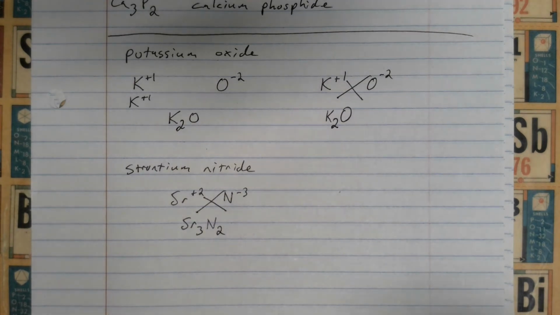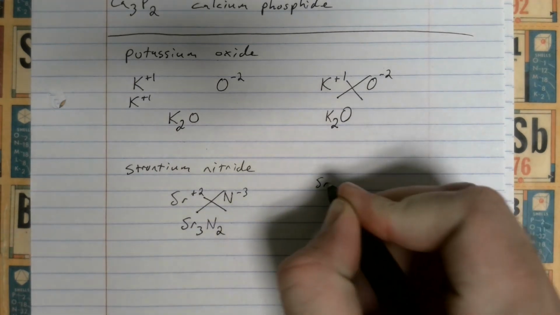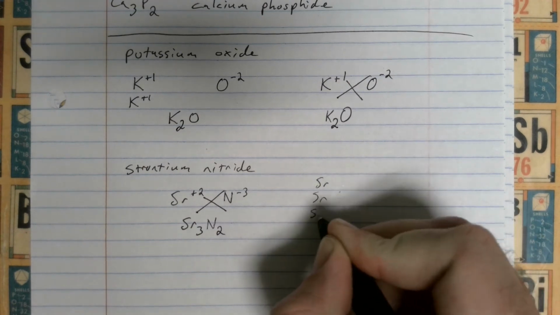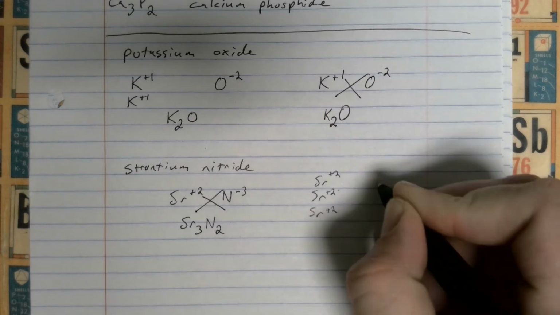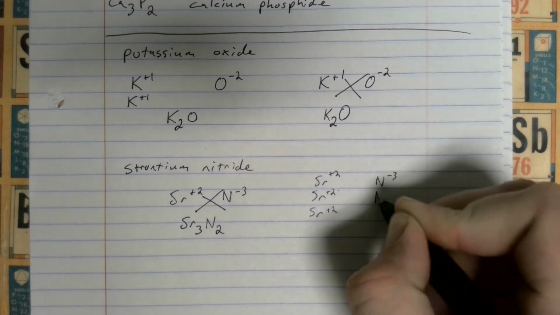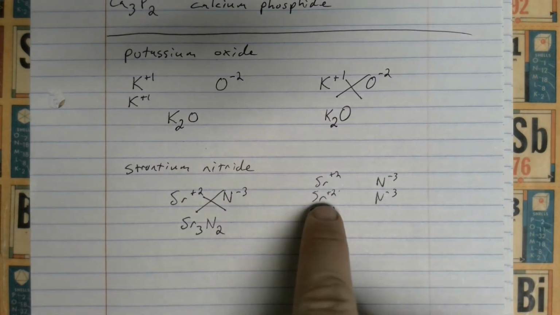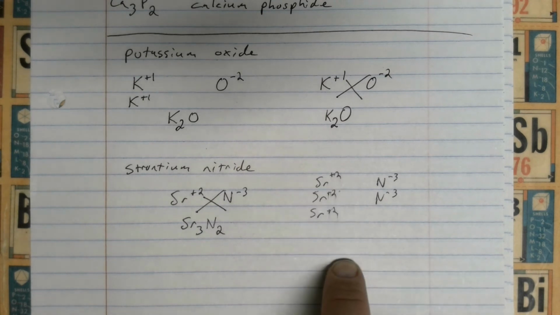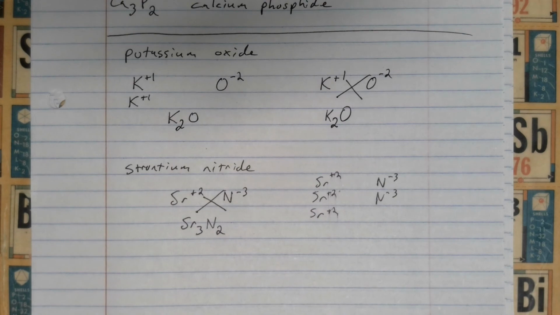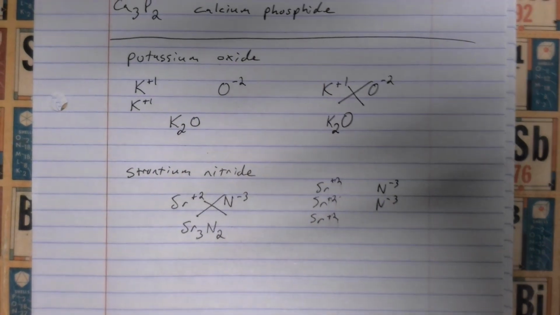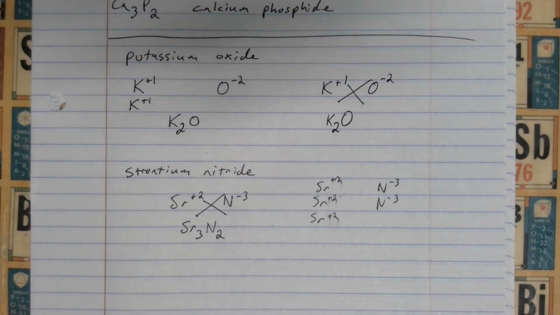And if we write that out, we have 3 Sr, so Sr, Sr, Sr, plus 2, plus 2, plus 2, and then we have 2 nitrogens, minus 3 each. Adding the plus 2s together gives me plus 6, and the 2 minus 3s gets me minus 6. If I add those together, that's going to give me a 0 charge, a neutral charge. Let's do one more.